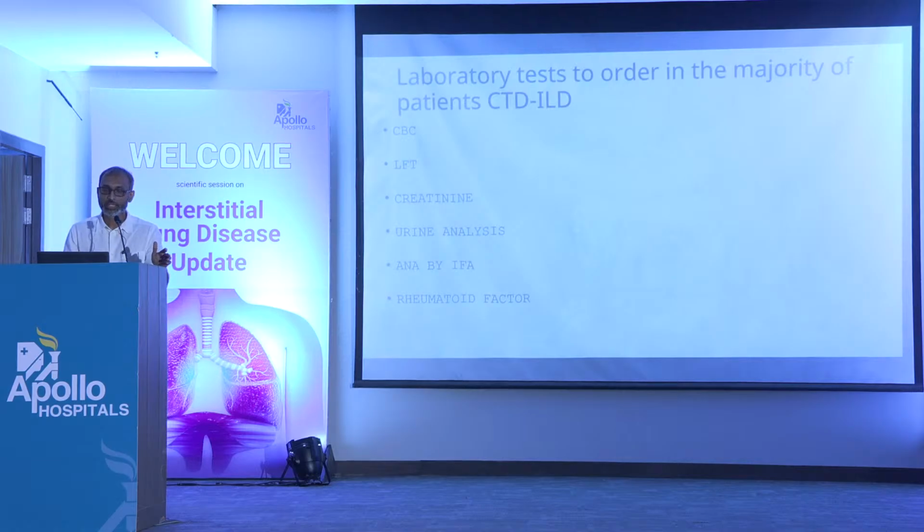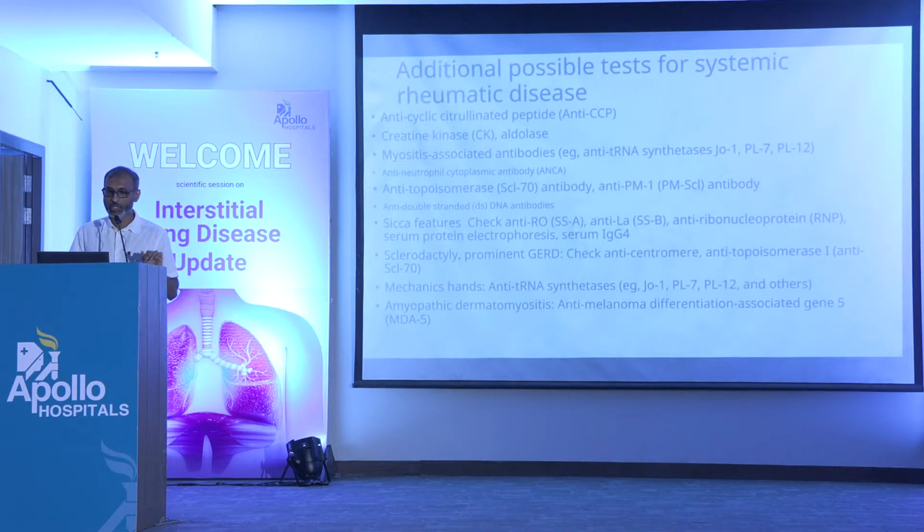Now, lab tests to order in the majority of patients with CTD-ILD: CBC, LFT, creatinine, urine analysis, ANA by immunofluorescence. Usually we write ANA. When you write a prescription for a test, you should write specifically ANA by immunofluorescence and not just ANA. And rheumatoid factor. Again we write RA. So RA is a wrong term for the test. It is rheumatoid factor.